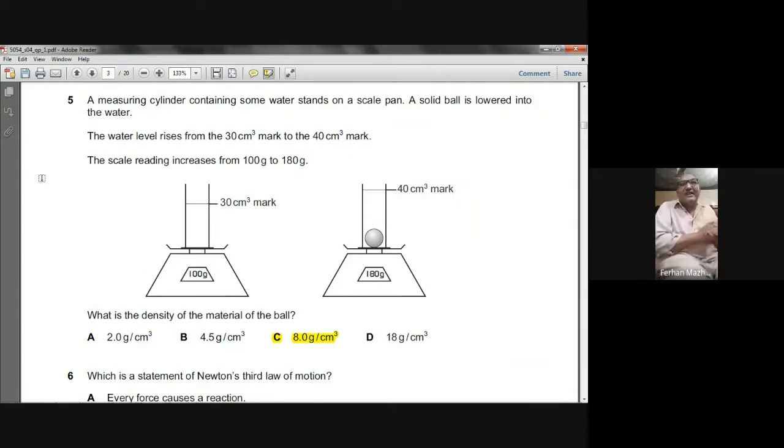The mass of the cylinder and the water was 100 gram. When you put the ball in it, the mass became 180 gram. So 180 gram minus 100 gram, it's 80 gram. That is the mass of the ball. You know the mass of the ball, you know the volume of the ball. You can very easily find out the density of the ball. The formula for the density of the ball is mass divided by volume. 80 divided by 10. It will be 8 gram per centimeter cube. What you say? Do you understand?